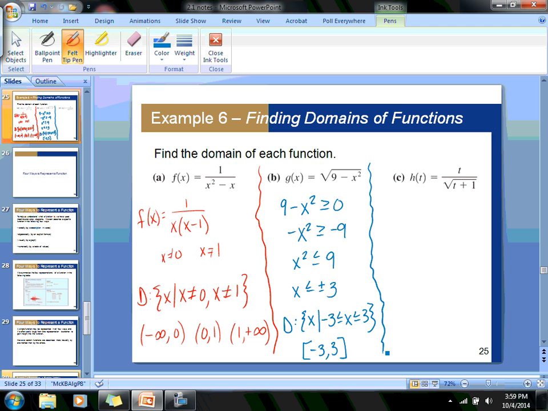And in part C then, to find our domain, we have the function h of t equals t over the square root of t plus 1. So I really need to focus on that denominator. The t in the numerator I'm not worried about so much. We can have pretty much any number in there, but my denominator has to stay greater than or equal to 0. So I'm going to take the t plus 1 and set it greater than or equal to 0 again, just like we did in part B. And then when I solve this, I'll have t is greater than or equal to -1.